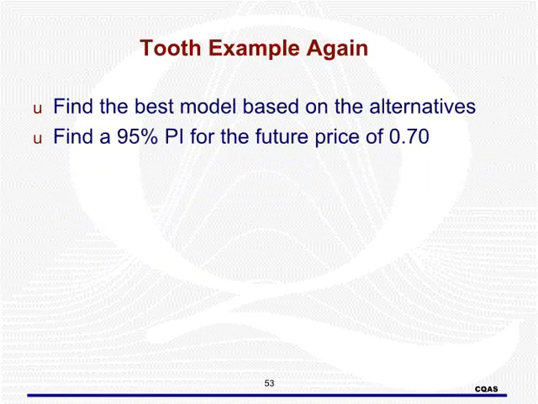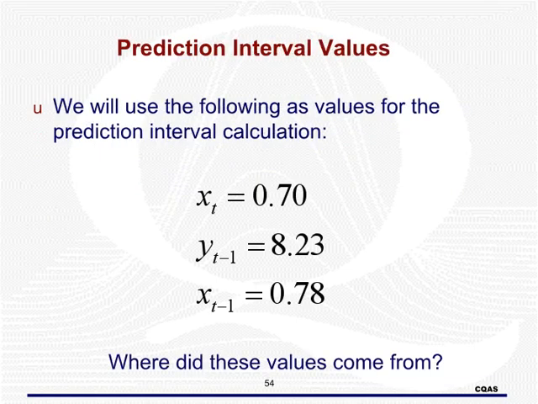Fit the alternative models using the tooth data and find the prediction interval for the next time period given that the price is again 0.70. On the slide are the values for price at time t and share and price at time t-1. How did we come up with these values?